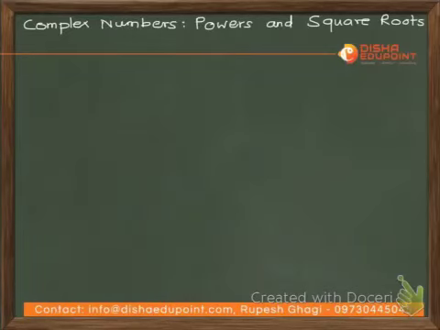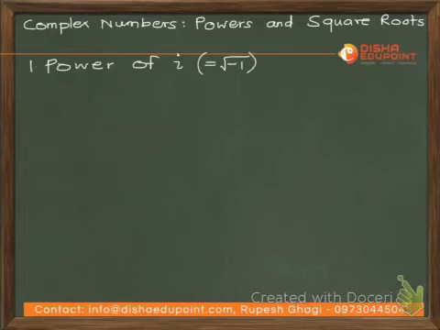Dear students, in this video we are going to study how to find the powers and the square root of the complex numbers. Let's first of all start by studying powers of iota, that's i, which is equal to under root of minus 1. So i is equal to under root of minus 1.